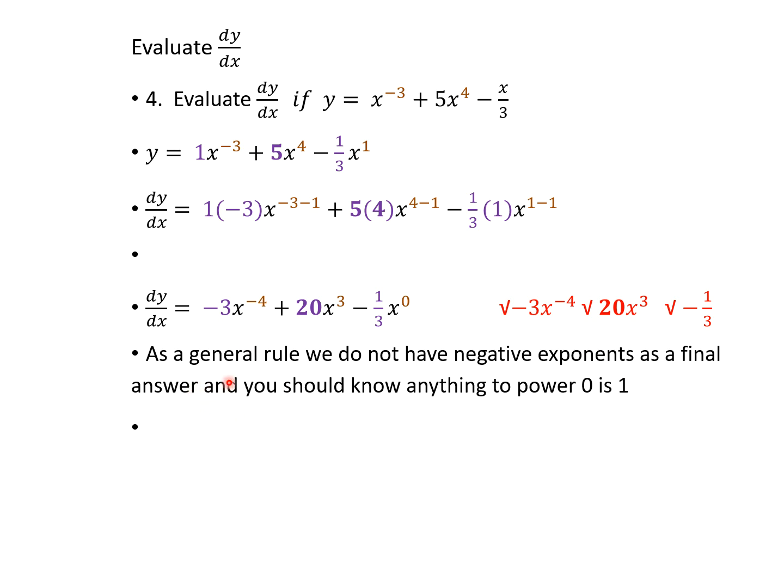So, as a general rule, we do not have negative exponents as a final answer, and you should know anything to the power 0 is 1. Alright, so in exams now we stop and we mark till there, but in olden days we had to write that as a positive exponent. So we stick to the basic rules. That would become minus 3 over x to the power 4 plus 20x cubed minus a third. Don't need to write that, but you need to understand that we actually want our final answers as positive exponents.